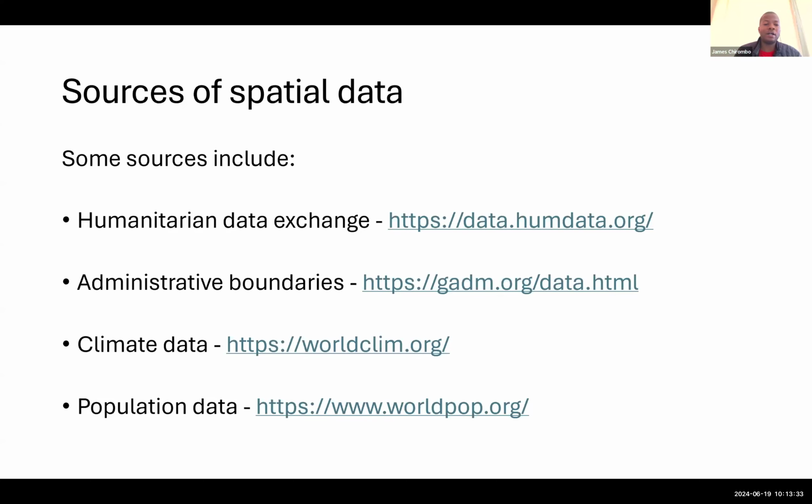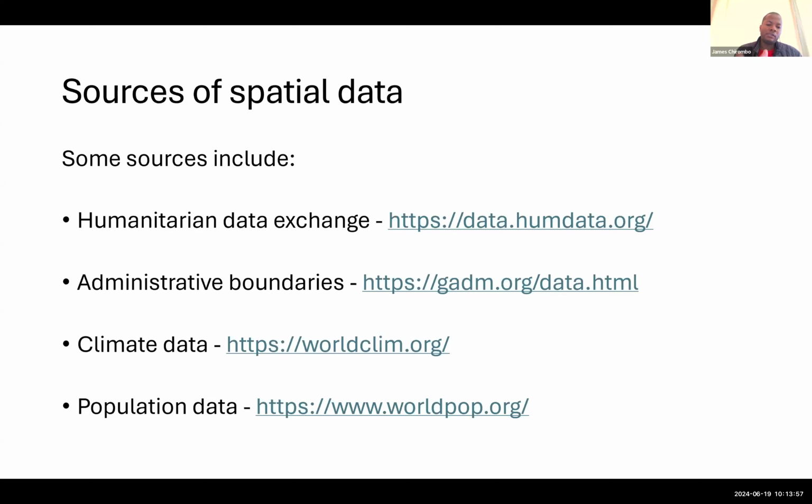Other jurisdictions, you can have counties and so on. So all the different levels of administrative units you can get from this website, and it's free. For climate data, there are so many as well, WorldClim being another example. And typically here you can obtain raster files for past climate.